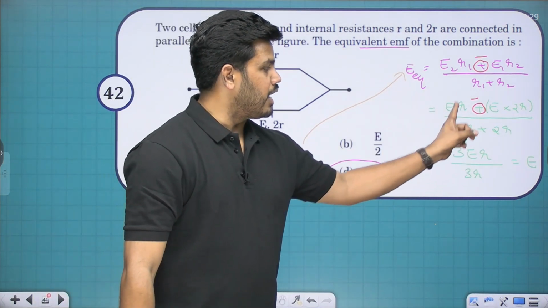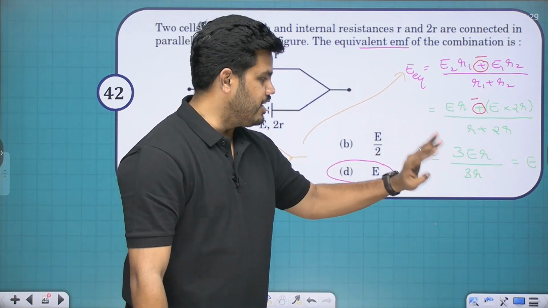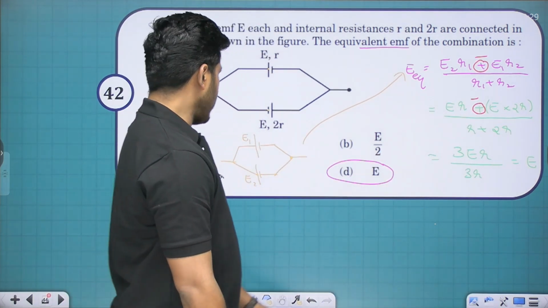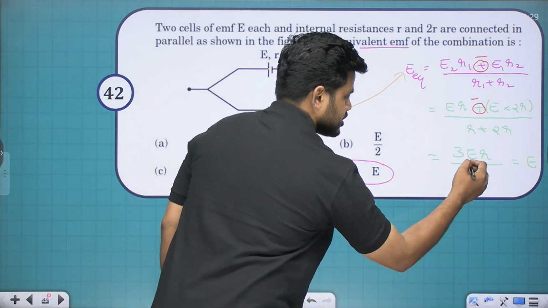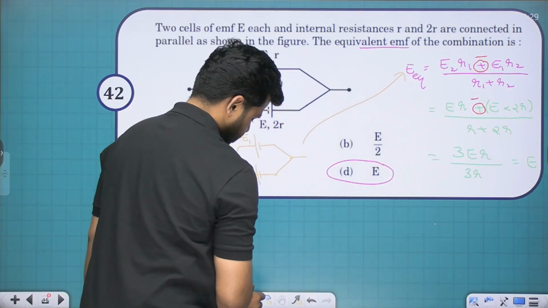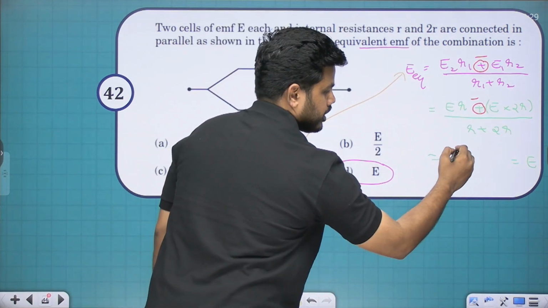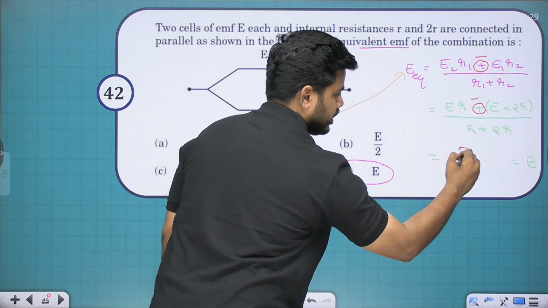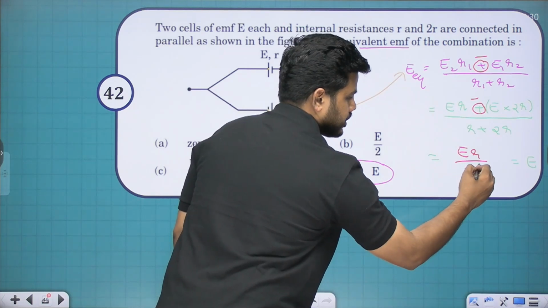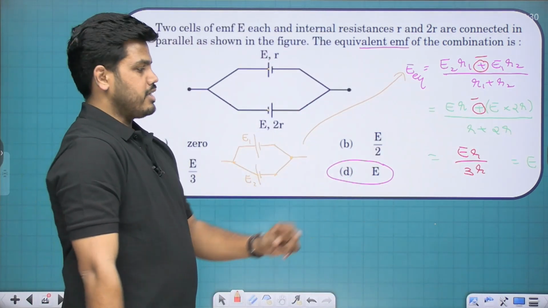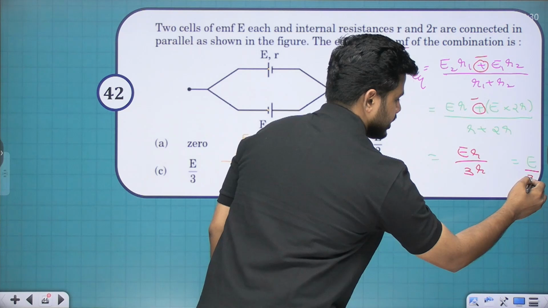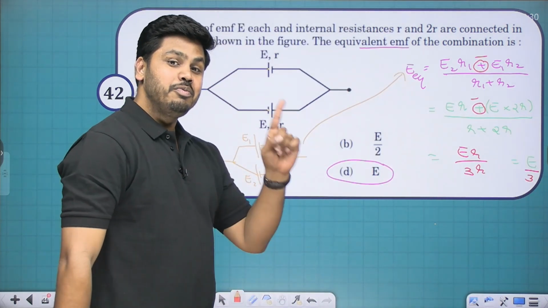So ER minus 2ER is going to be just ER only. ER divided by 3R. Now R gets cancelled. Your answer is changed to what? E by 3. Okay, so be very careful.